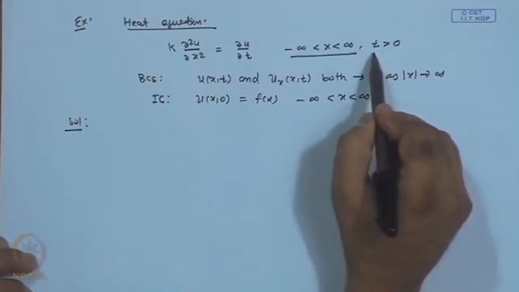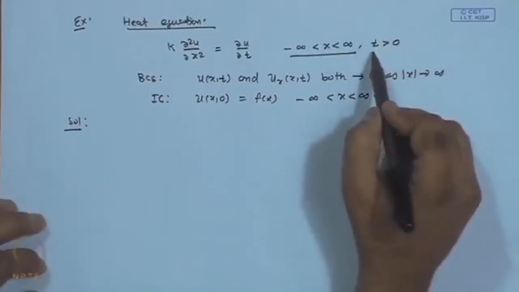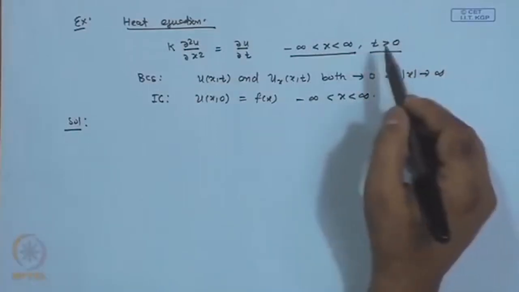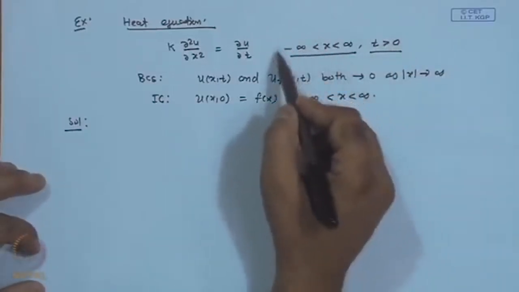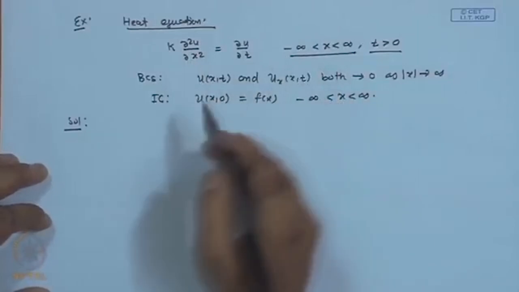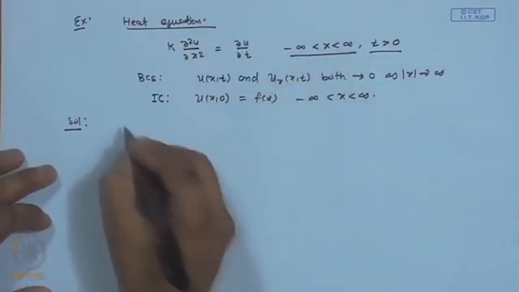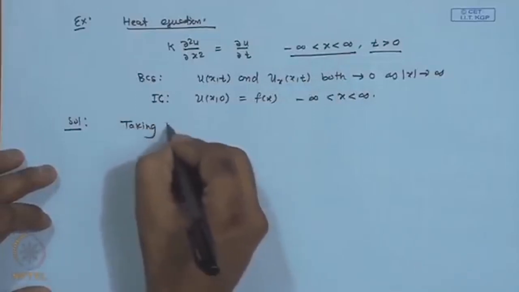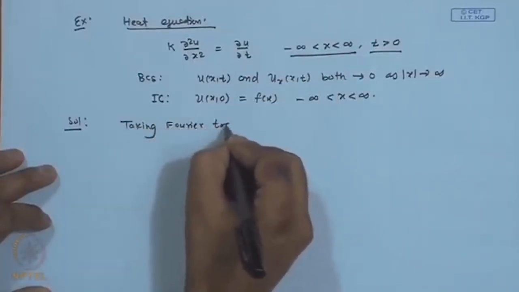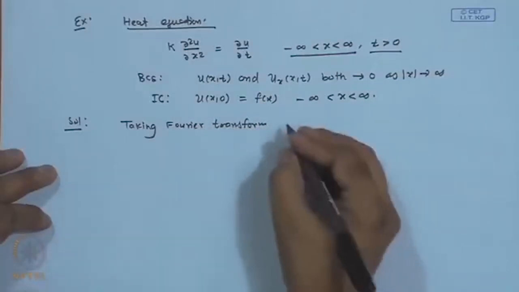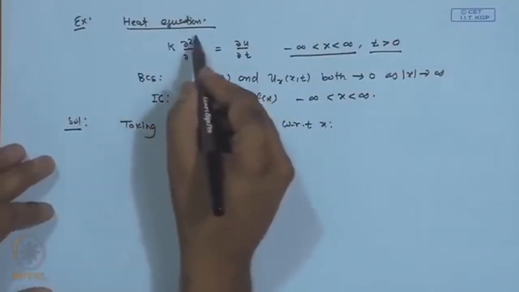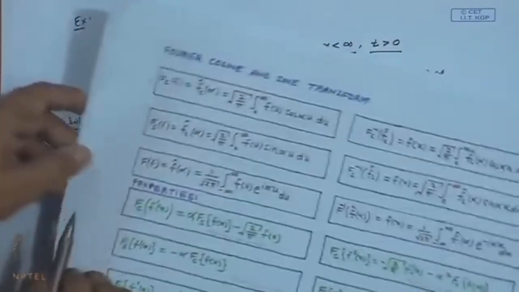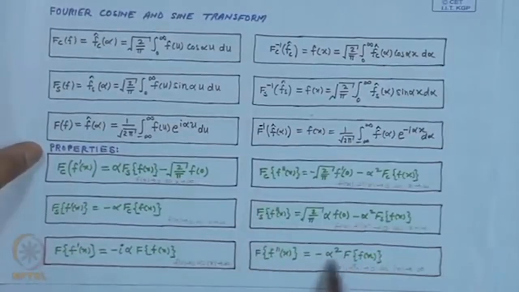Just remember, for the Laplace transform, we applied it with respect to t, because t is always from 0 to infinity. t can vary from 0 to infinity, but now we will apply the transform for the x variable, from minus infinity to plus infinity. So, now taking the Fourier transform with respect to x, we will get a double derivative, and if we look at the table, the double derivative gives minus alpha square times the Fourier transform.